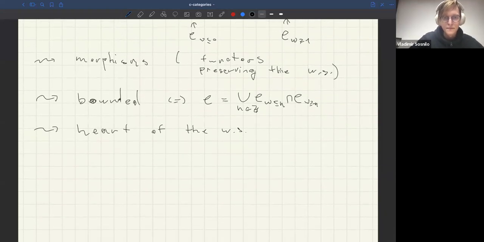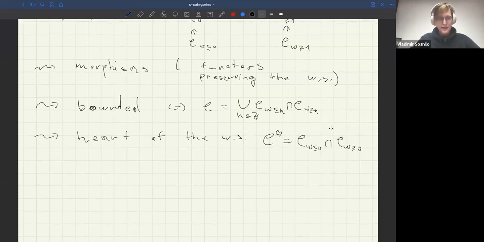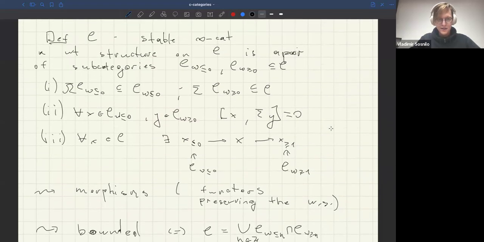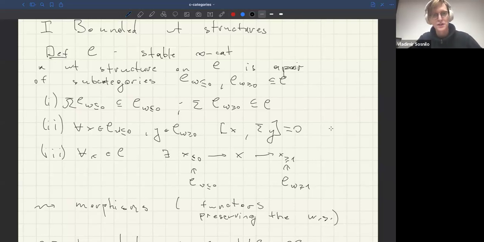Right, so I can make sense of the heart of the weight structure. And this is the intersection of the connective and co-connective objects. Right. So far, this is all the formal information I want to tell you about weight structures, maybe at least at this point. But I want to give you one intuitive explanation about why we need this theory altogether.